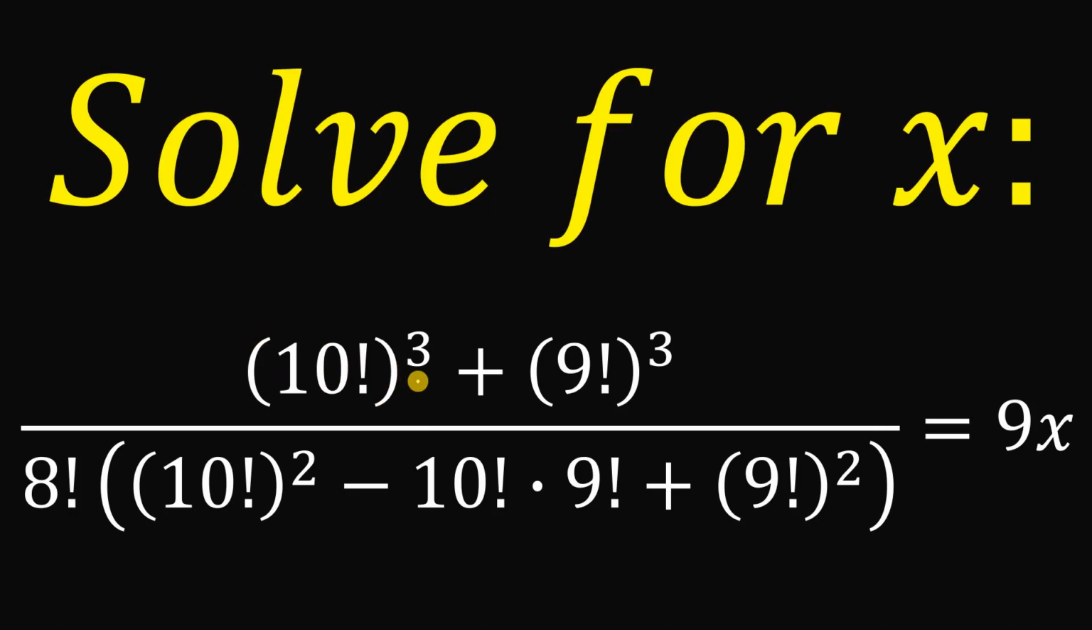In this equation, 10 factorial raised to the power of 3 plus 9 factorial raised to the power of 3, all over 8 factorial multiplied by 10 factorial squared minus 10 factorial times 9 factorial plus 9 factorial raised to the power of 2 equals 9x. Now you can pause this video if you want to give this problem a try.